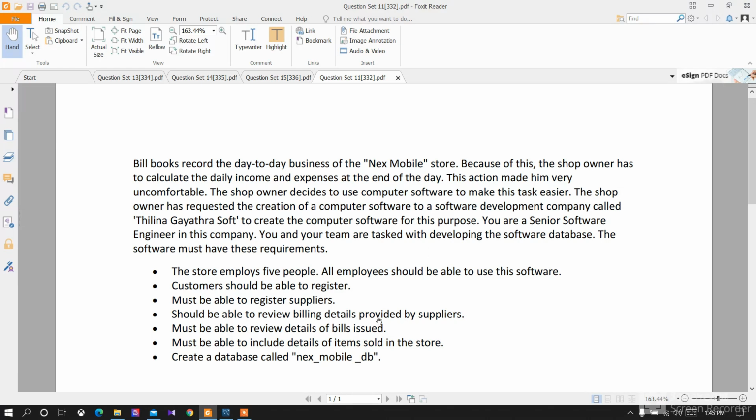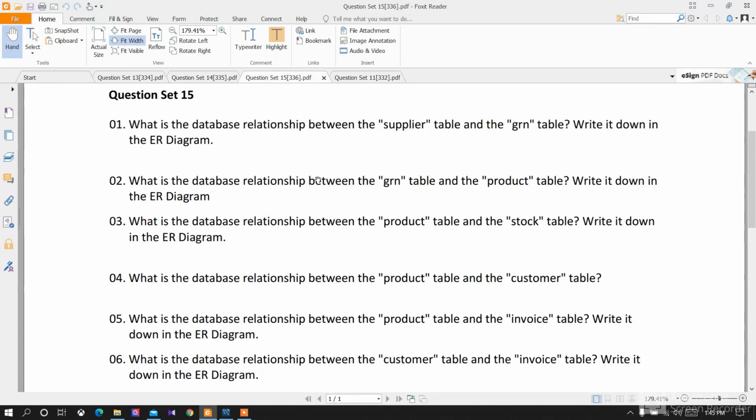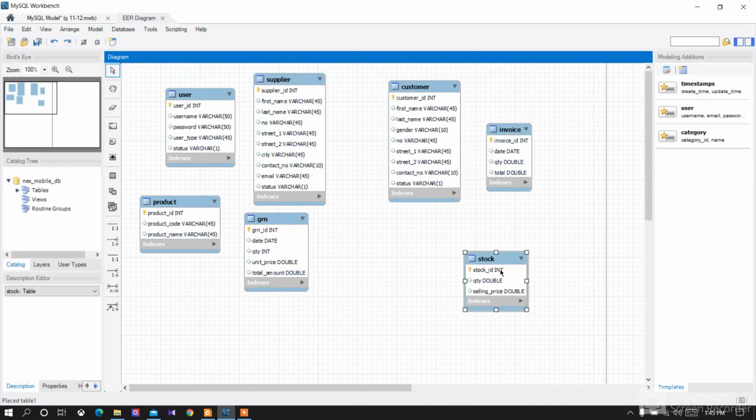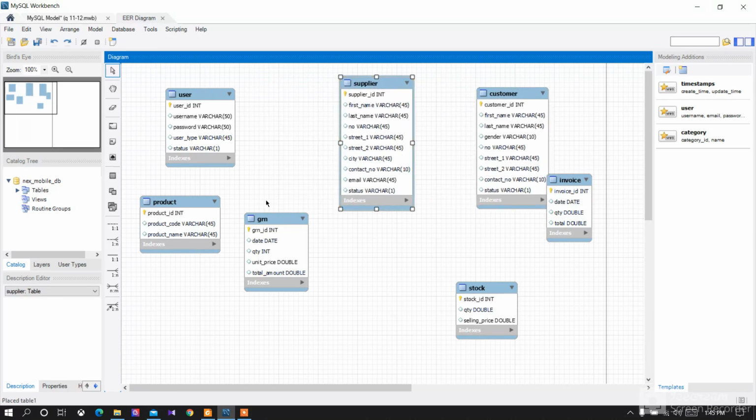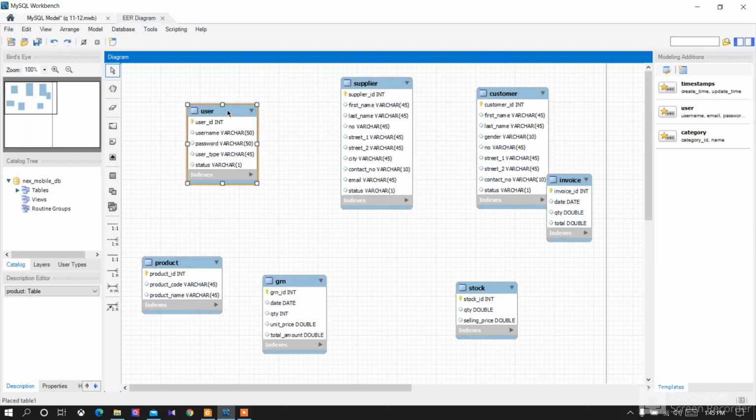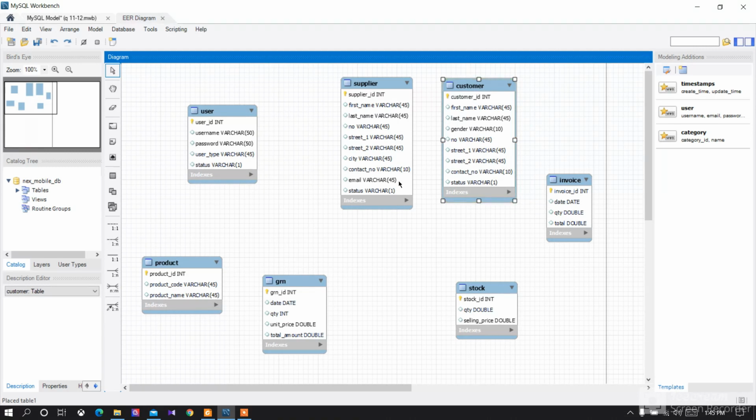So these are the requirements. In the 15th question, I have to get the relationship between all the tables, like in here, given one by one. So now I'm going to do the relationships in here. I created the tables already, so I have to make the relationships in here only. So let's start adding relationships.